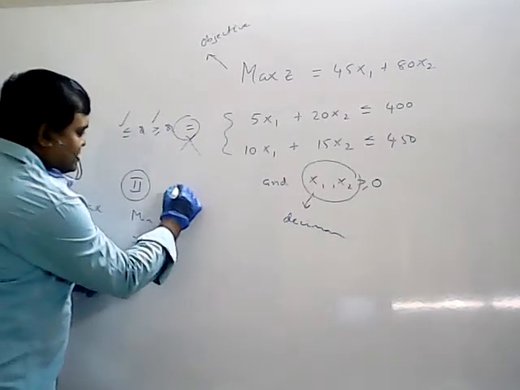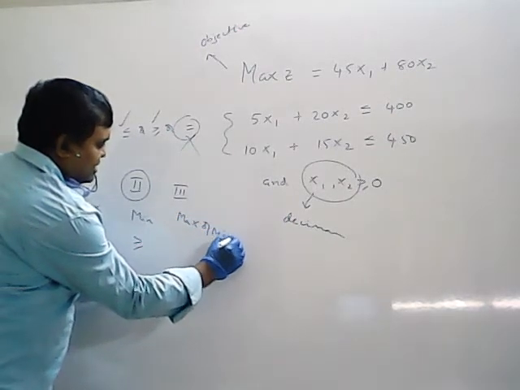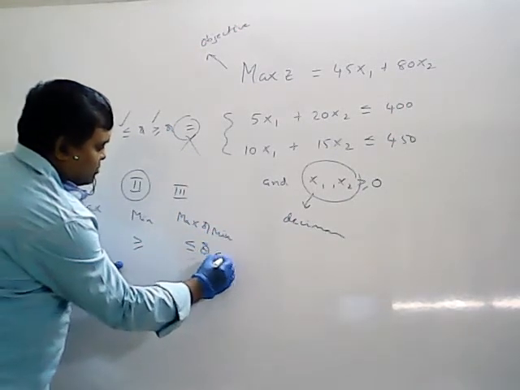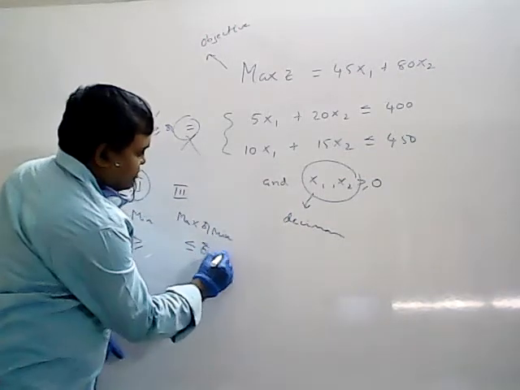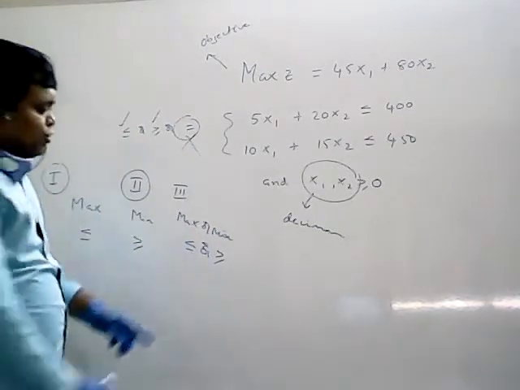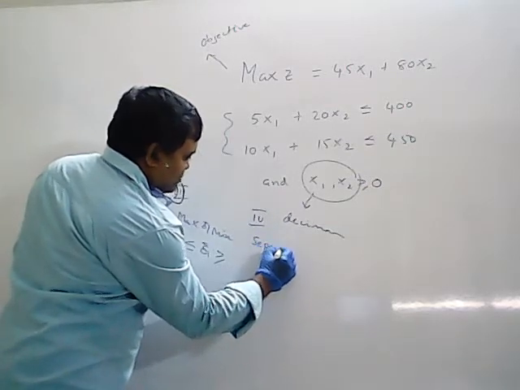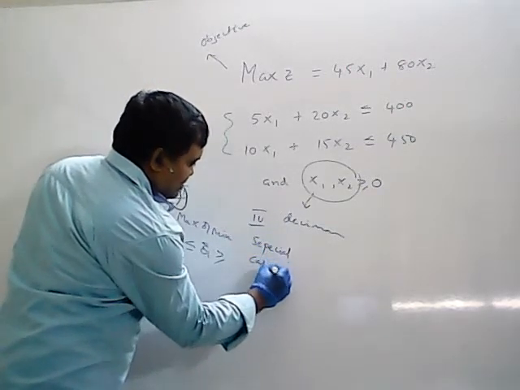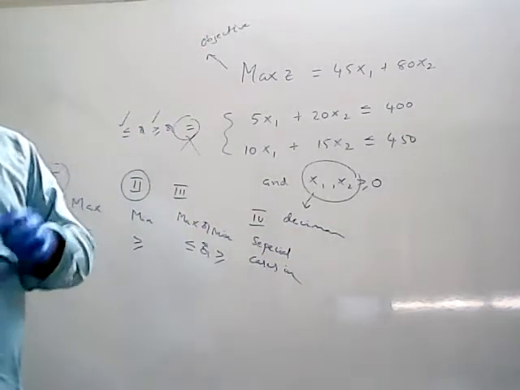Okay. The third model we will discuss has an objective function that may be maximization or minimization, with constraints less than or equal to, greater than or equal to, or both. Both constraints we will discuss. The fourth model we discuss is special cases in the graphical method. So in total, 4 models are there.